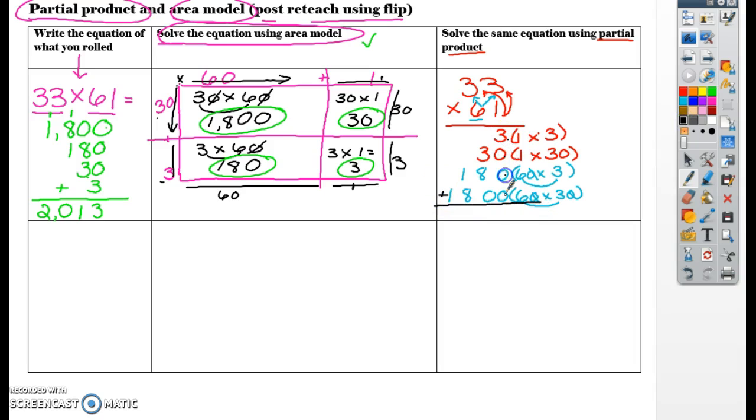Now I'm going to find the sum of all those partial products by adding them up. 3 plus 0 plus 0 plus 0 is 3. 8, 9, 10, 11. 1, carry my 1. 8, 9, 10. Carry my 1. 2. I get 2013. If you look, these should be the same answer. And if I have the same answer, I have a happy face. I have done this correctly.